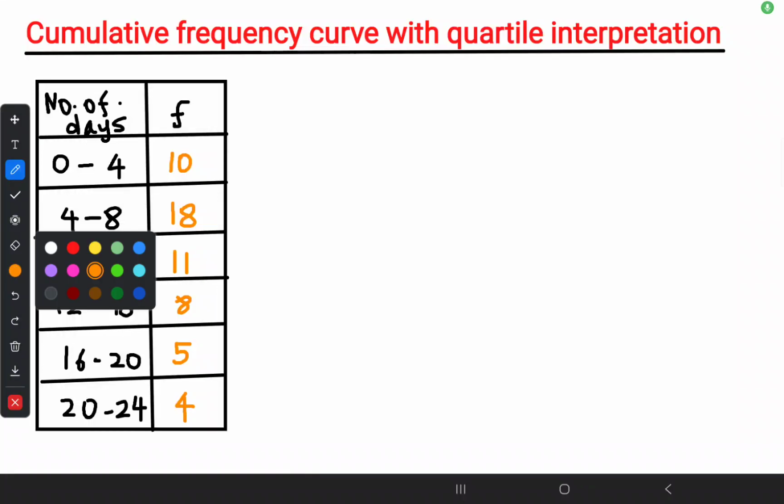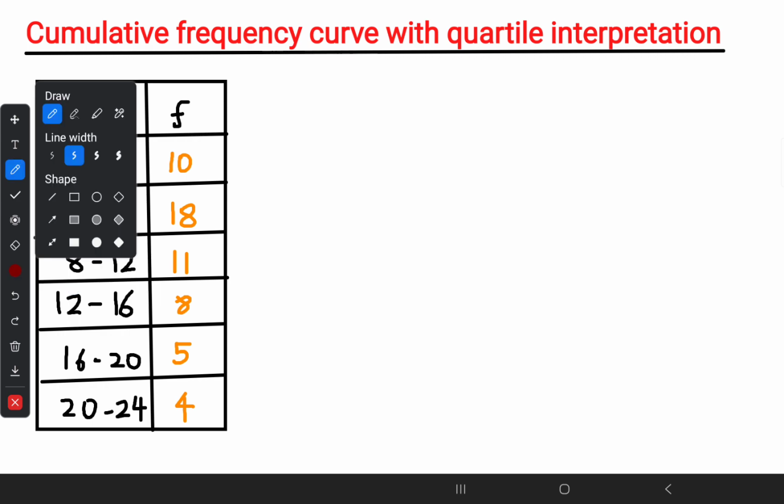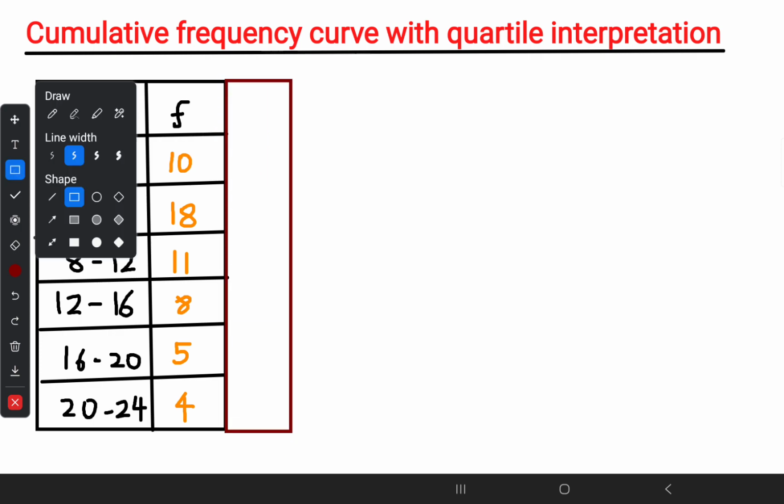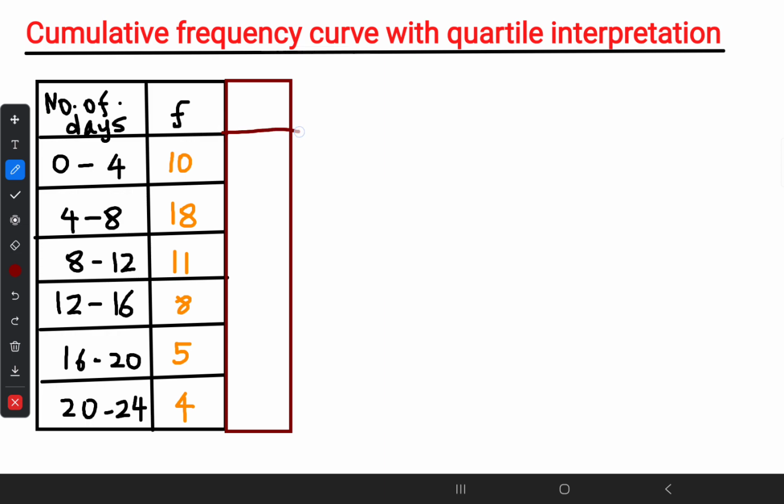So for the given data, we are going to produce a cumulative frequency curve with quartile interpretation. That means first, the number of days and frequencies were given. So not the cumulative frequencies given already. So we have to produce another column for cumulative frequency. So usually we are using letters CF to identify cumulative frequency.